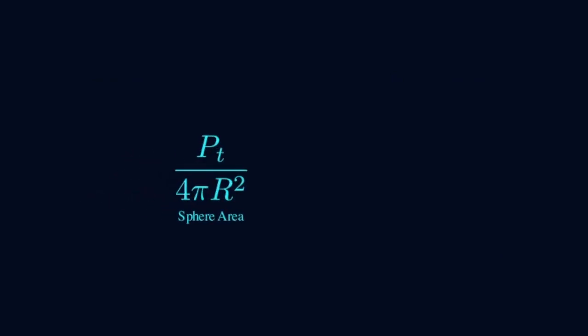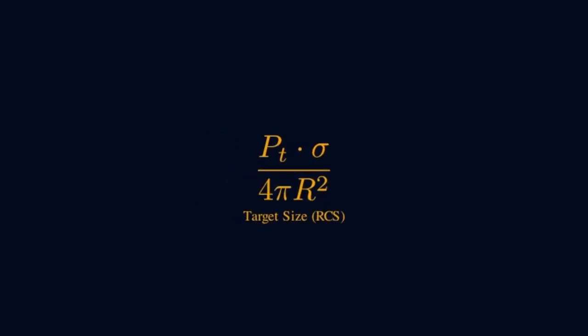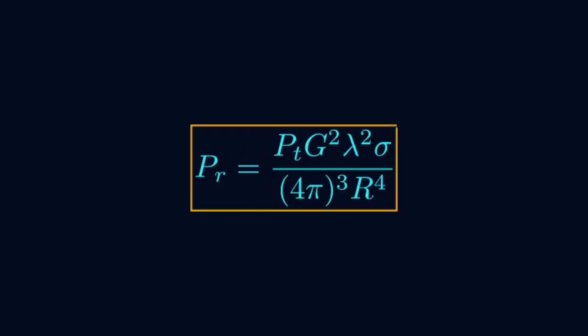This brings us to the full radar equation. We want high power P sub T and high gain G. But look at the denominator. Distance isn't just squared, it is raised to the 4th power. This is the governing law of radar physics.